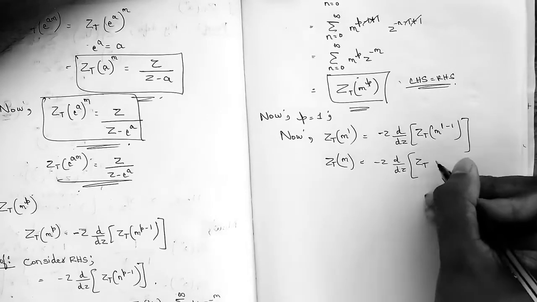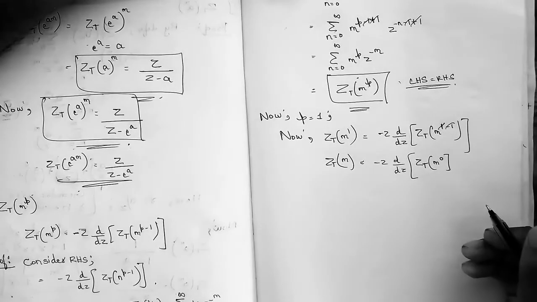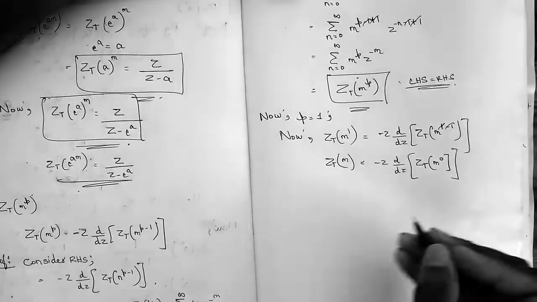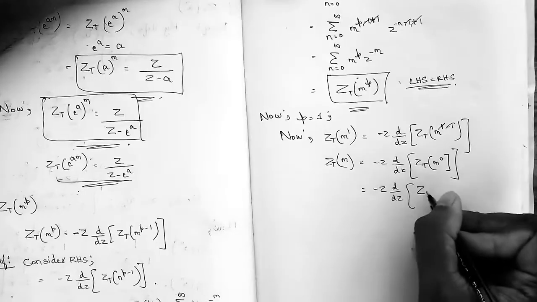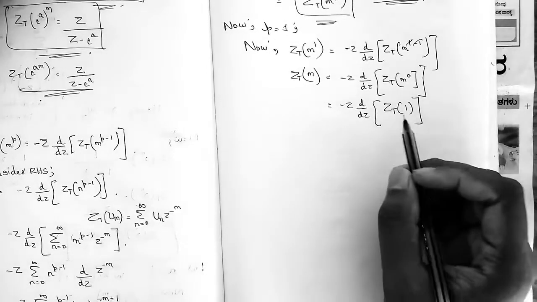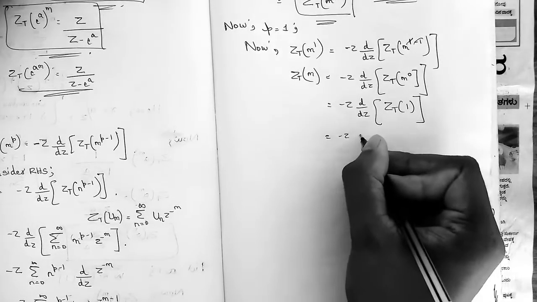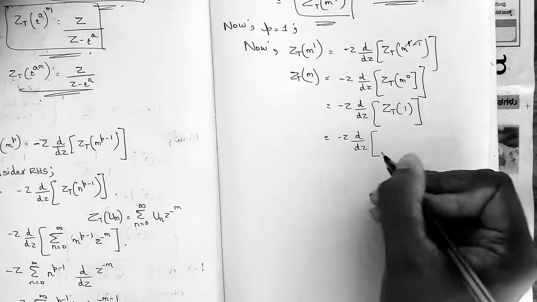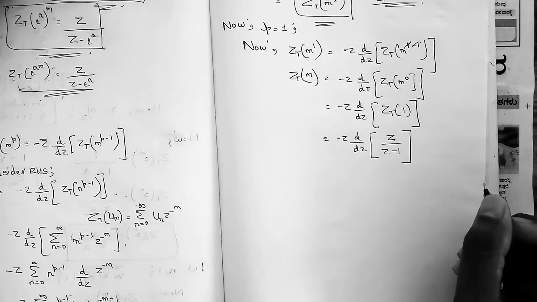Z transform of n power 0, right? This 1 and 1 will get cancelled and become 0, and we know that anything to the power 0 is 1. So directly we'll write it as z transform of 1. We've discussed the z transform of 1, right? We have proved a general formula: z transform of 1 is equal to z by z minus 1.